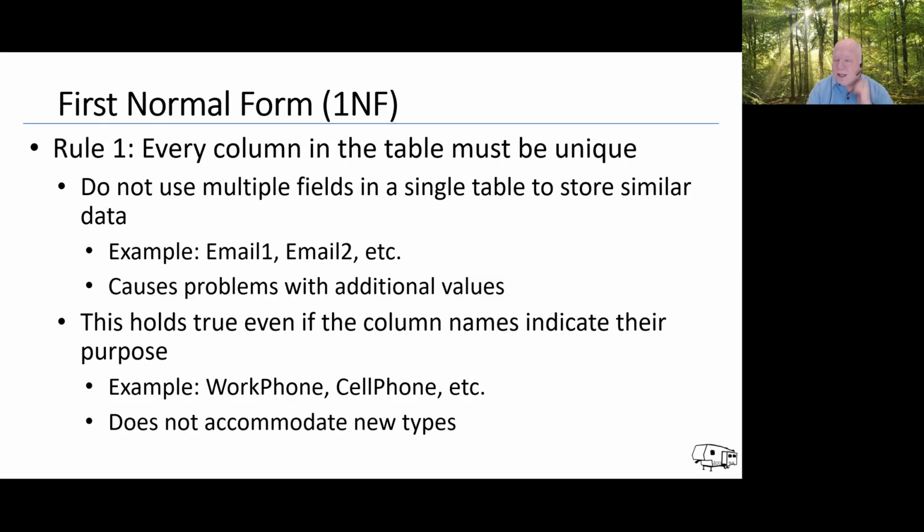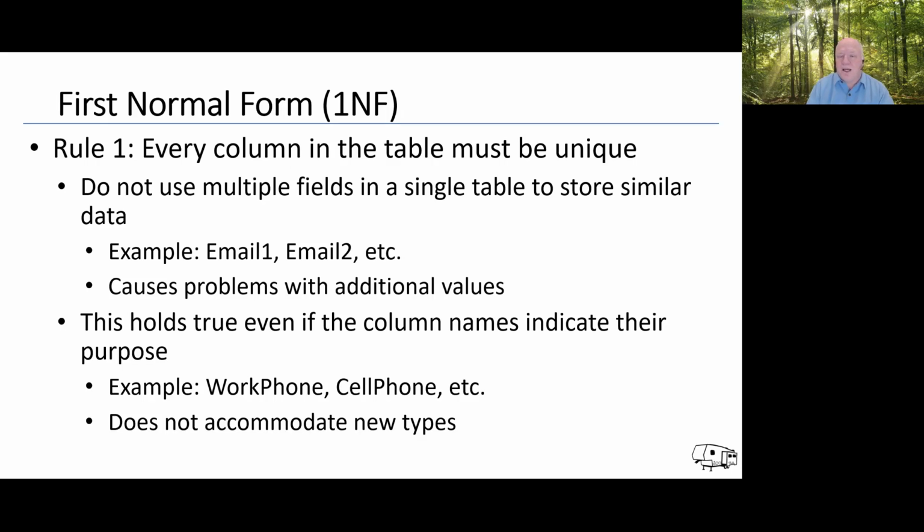And this holds true even if the column names show their purpose, such as a work phone or cell phone. Now, we do it all the time when we're expecting only 1 or 2 types. But when there are multiples, or there could be a situation for multiple that are significant, then it becomes a problem. It also doesn't allow for new types.